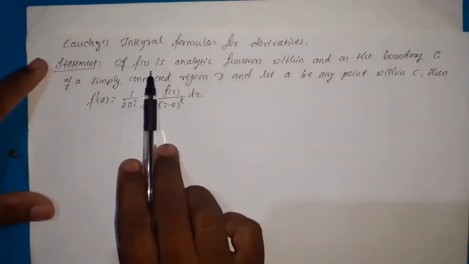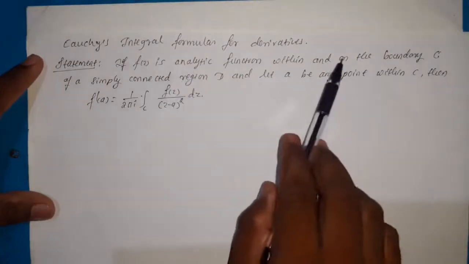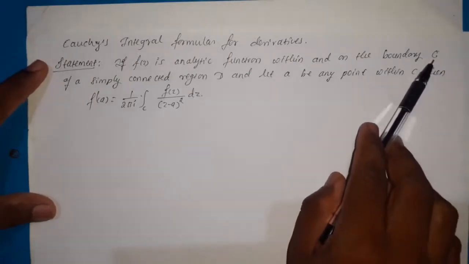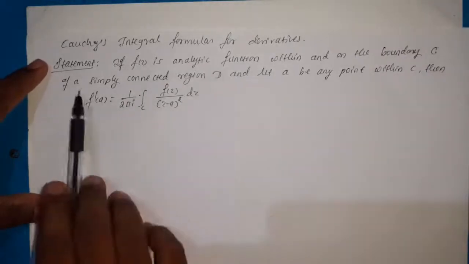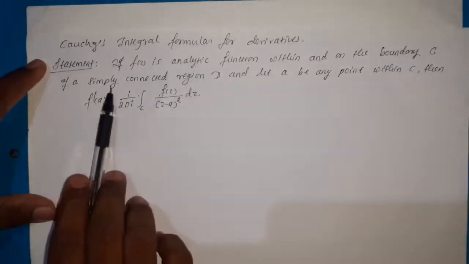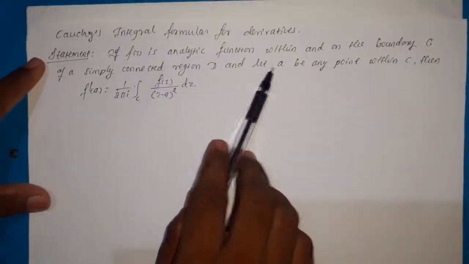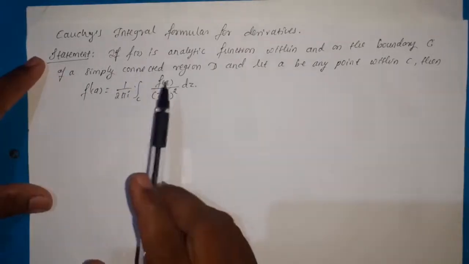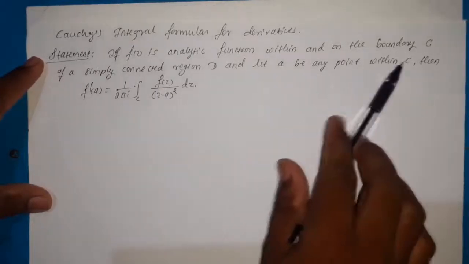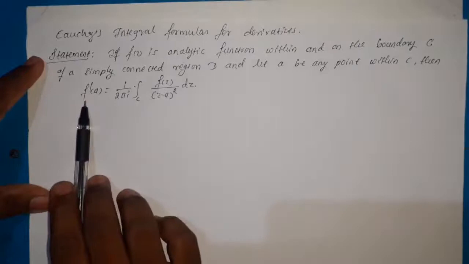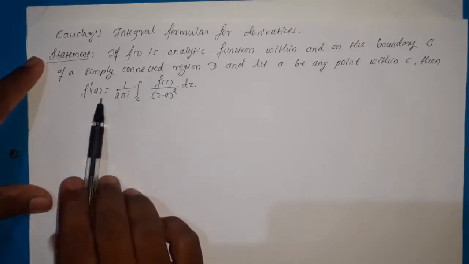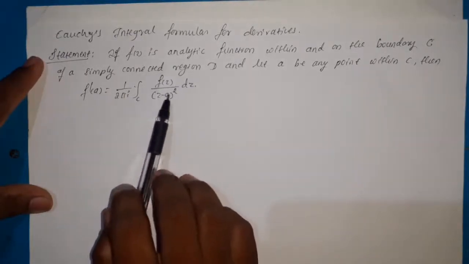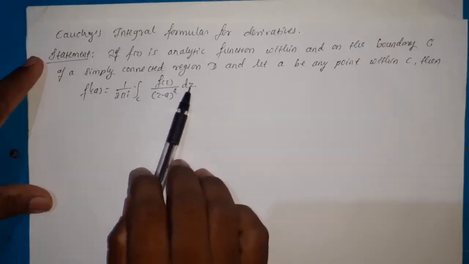So here if f of z is analytic function within and on the boundary C, so means within the simple closed curve, the boundary C of simply connected region D, and let A be any point within C. So here it is given that f of z is analytic within and on the boundary of that C, and A is any point within the C. Then f dash of A is equal to 1 divided by 2 pi i integration over C f of z divided by z minus a whole square dz.